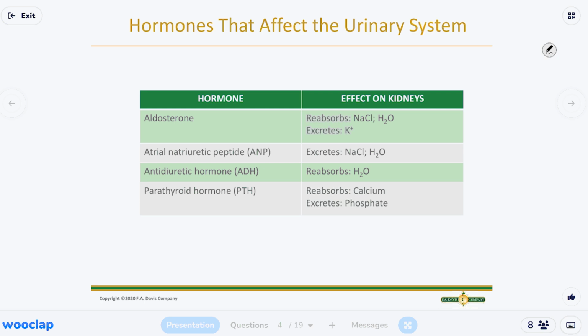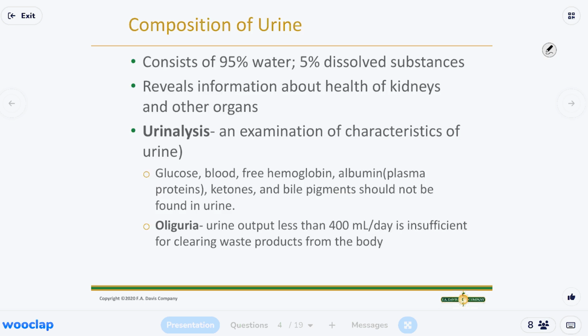So, page 399 talks about composition of urine. There are just a couple points to make there. The biggest thing is that most of urine is water, okay? Most of it is water, but a few percentage points of it is going to be those hard chemicals, uric acid, urea, and things that we want to get rid of.